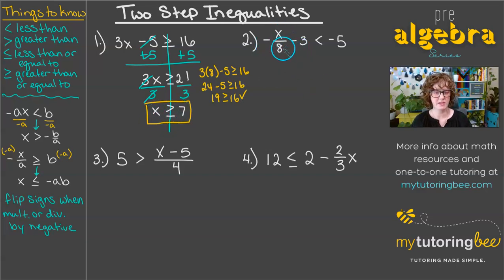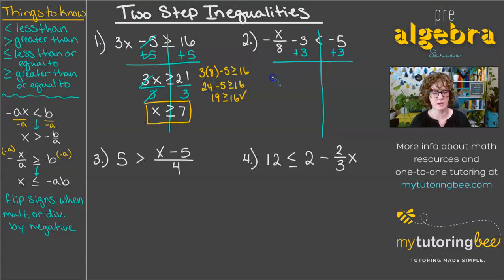We've got negative x over 8 minus 3 is less than negative 5. So again, I'm just going to go ahead and drop my line down as if this is where my equal sign is. Instead of the equal sign, though, we have a less than symbol. And I want to undo all of this over here. So I see a subtraction of 3, and then I see that x is being divided by 8, and that fraction is also negative. So let's take care of the subtraction of 3 first. We're going to add 3 to both sides.